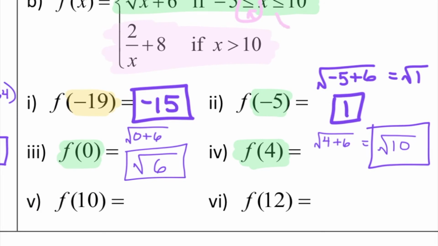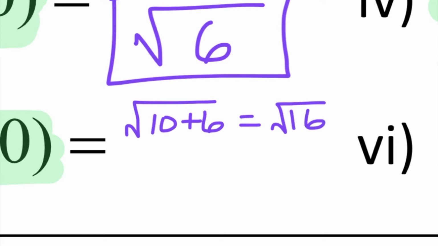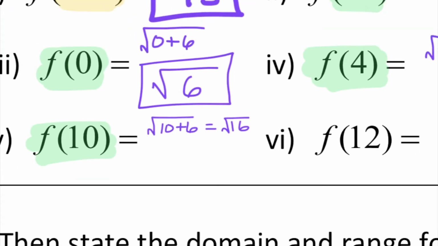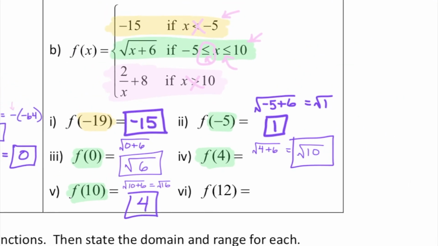Now again, 10 itself is included here and not here, and so the 10 is going to be the green equation in the middle, and so that's going to be radical 10 plus 6, which is radical 16. Wow, Apple Walker gave you an even perfect square to put into a radical, and so your answer is straight up 4.